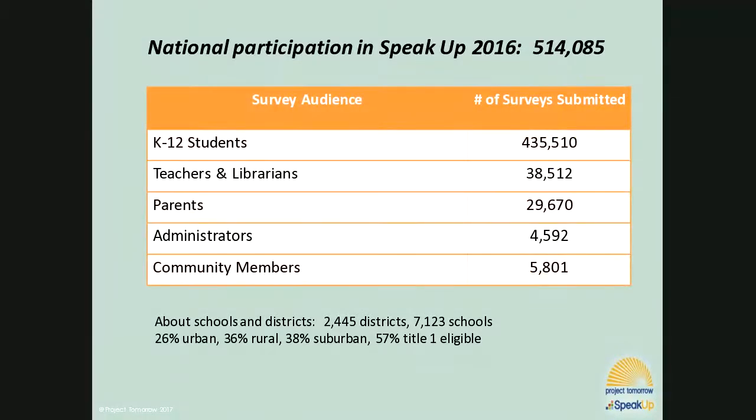So the data I'm going to be sharing with you was collected through the Speak Up surveys last fall. The surveys were open from the middle of October to the middle of January. We had a little bit over 514,000 online surveys that were submitted. And you can see the breakdown here of the different audiences and then also the distribution, particularly on community type, of the type of respondents that we had.